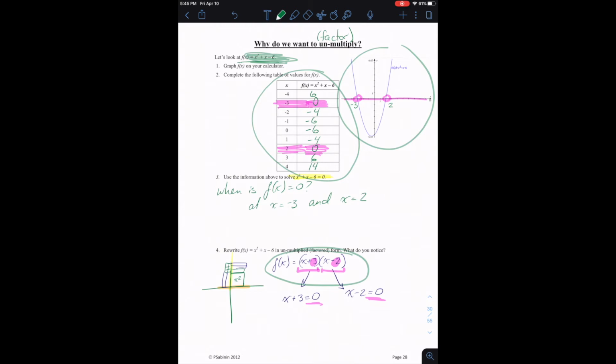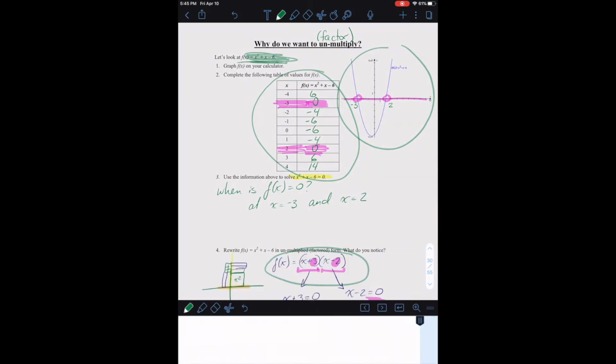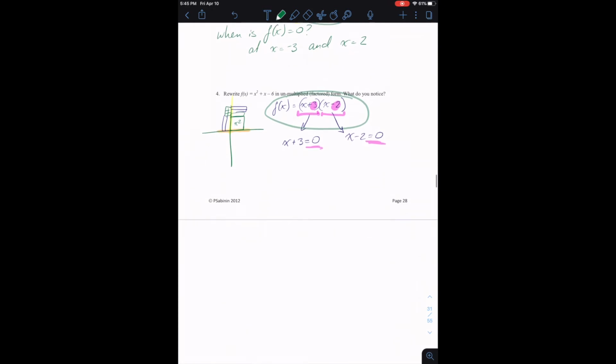Right, so let's take a look again at this problem that we had. We had a function, f of x was x squared plus x minus 6. And we were able to graph it. We had a table of values with x and f of x.